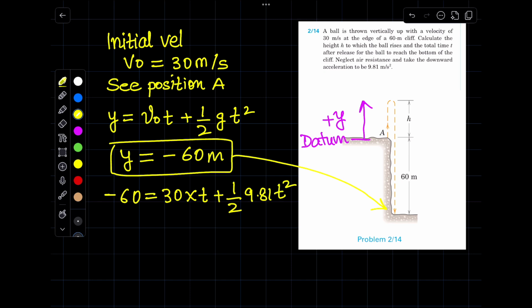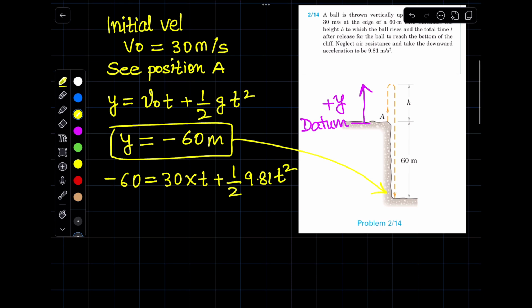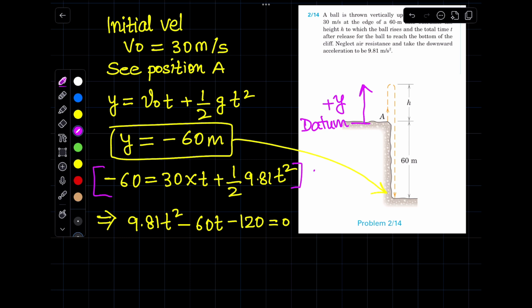In projectile motion, the datum or reference point plays an important role. So when you are solving any problem from the projectile motion, please make your reference or datum at the beginning of solution. So I have solved this problem equation here, that is minus 60 is equal to 30 multiplied by t plus half gt square. To solve this equation, manually you can multiply it by 2 and you can simplify this equation.